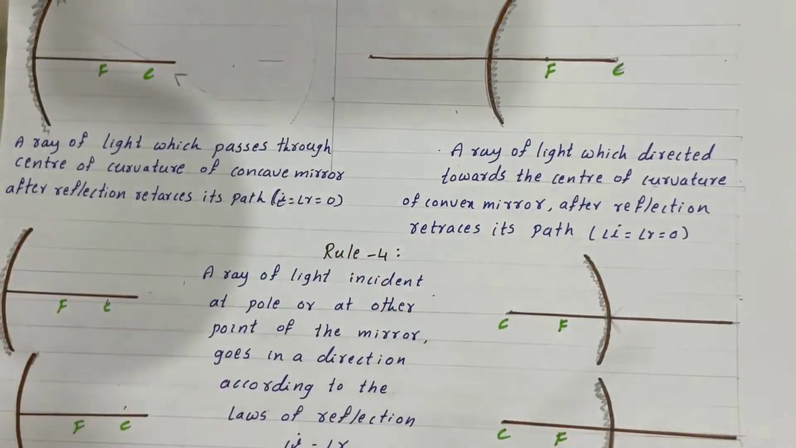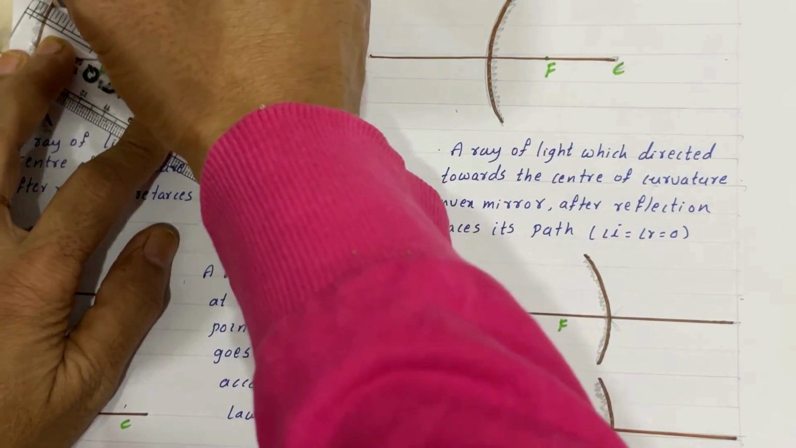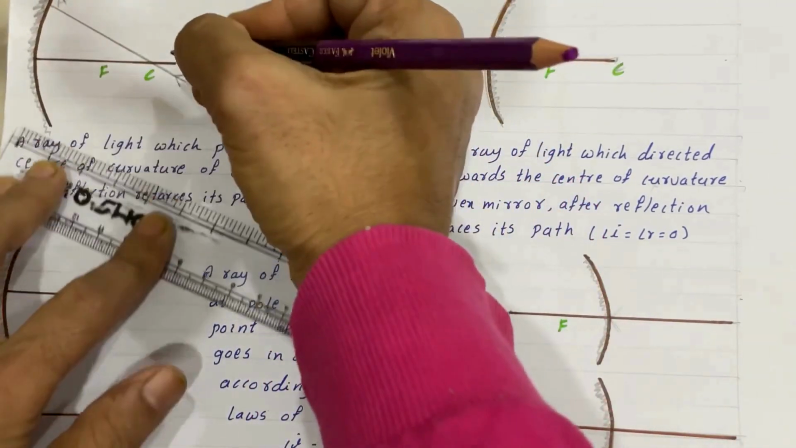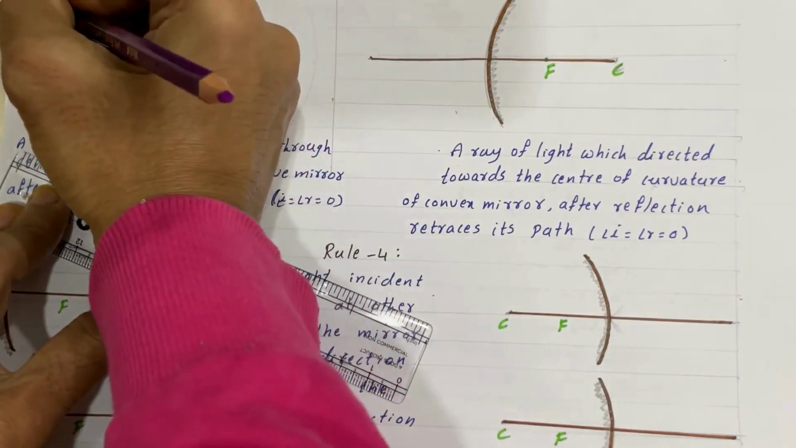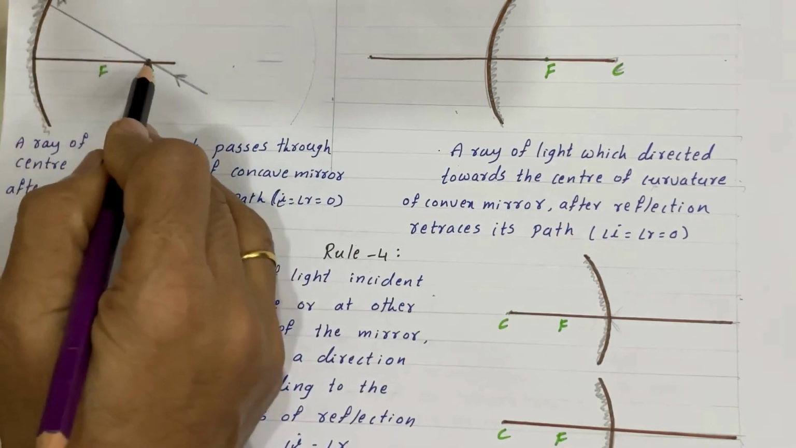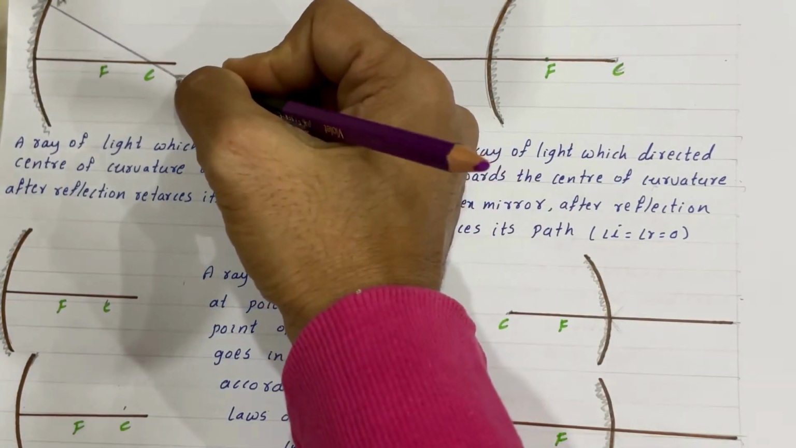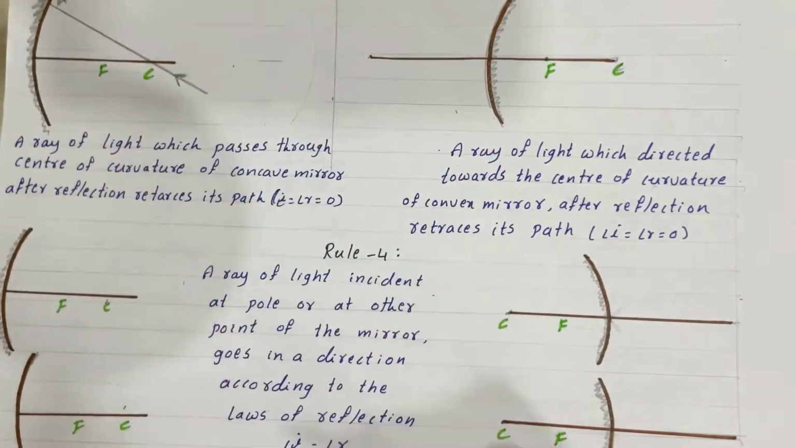Rule 3 gives us the direction of the reflected ray when the incident ray is passing through the center of curvature point C. So let me see. This is one incident ray which is passing through C and strikes the mirror at A. This AC is the line normal at point A.